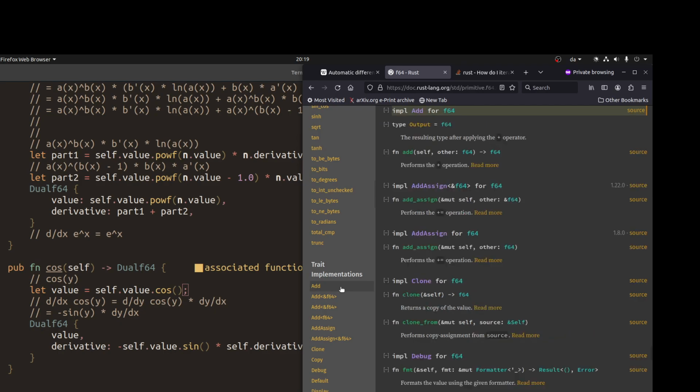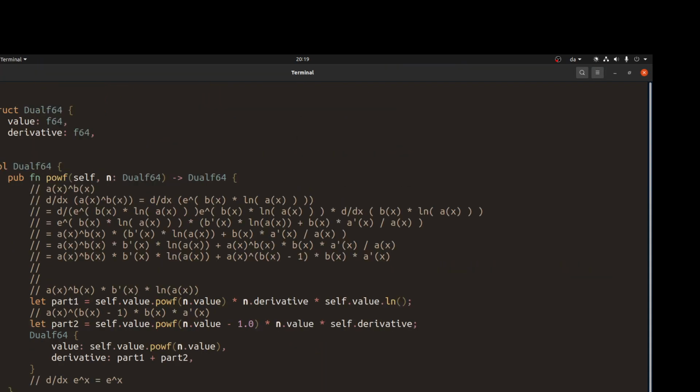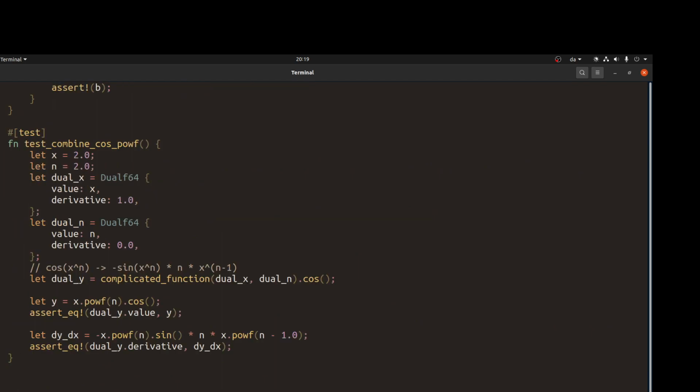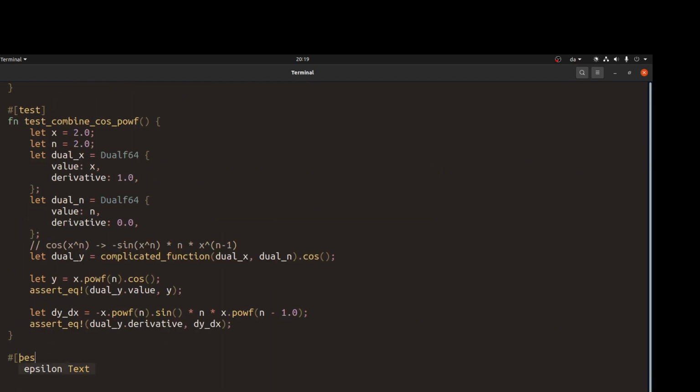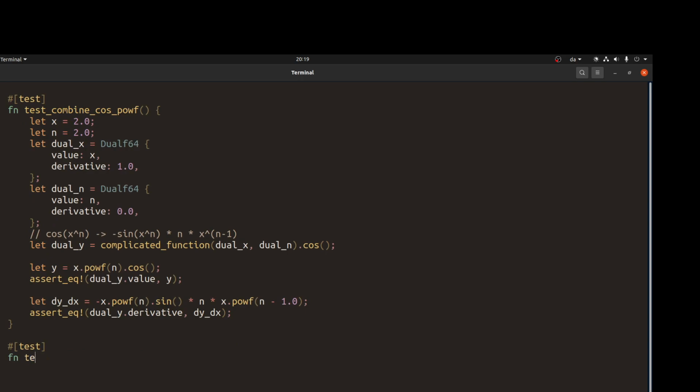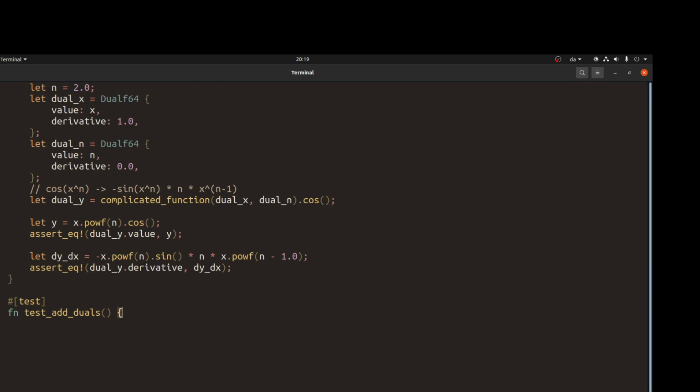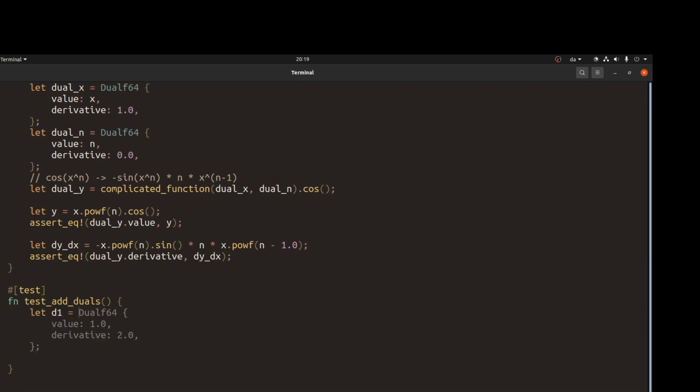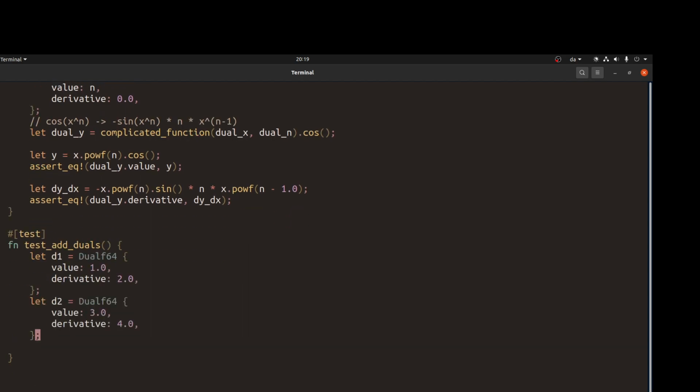So let's have a look at these trait functions, because one thing we cannot do, let's make another test to show the problem. So test add, add duals. So let's make dual 1 and dual 2. And this could be x, so we can say x is equal to 1. And this could be some kind of y value, which could be 0, right?